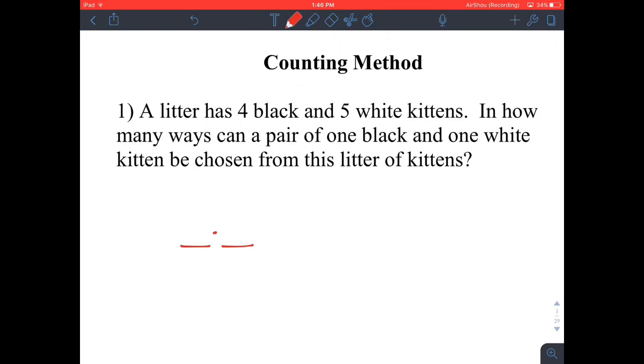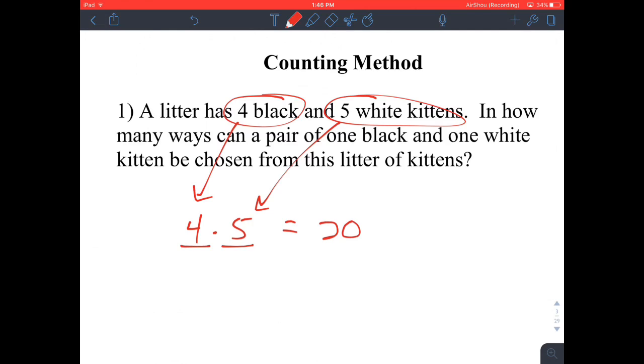So we have 4 black cats to choose from. So how many choices do we have? We have 4. Could be any one of those 4. We have 5 white kittens to choose from in this scenario. Simply multiply those together, and that is how many ways pairs of kittens can be chosen, if one of them has to be black and one of them has to be white. 20 different ways.